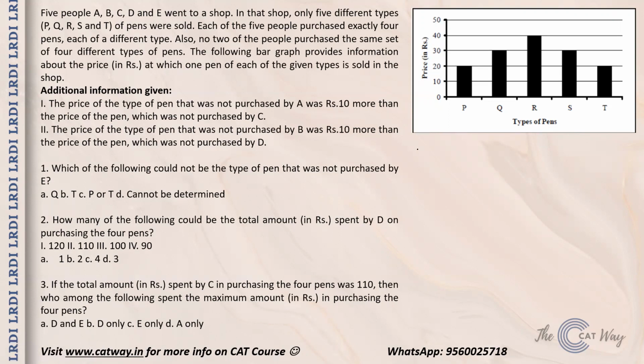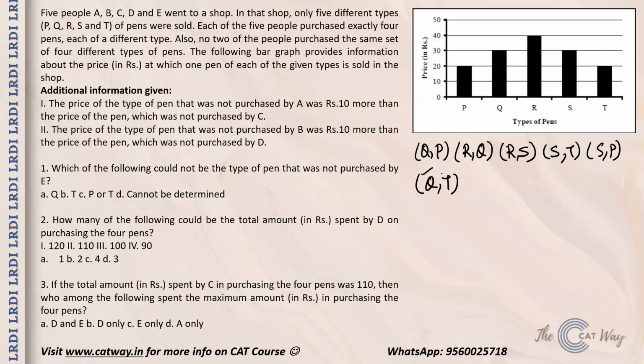Possibilities are that if A doesn't buy Q, in that case, C doesn't buy P. Similarly, if A doesn't buy R, C will not buy Q. Similarly, if A doesn't buy R, C will not buy S. Similarly, if A doesn't buy S, C is not going to buy T. And on the same lines, we will have two more cases. So if A doesn't buy P or Q, C will not buy T. So this is how it is going.